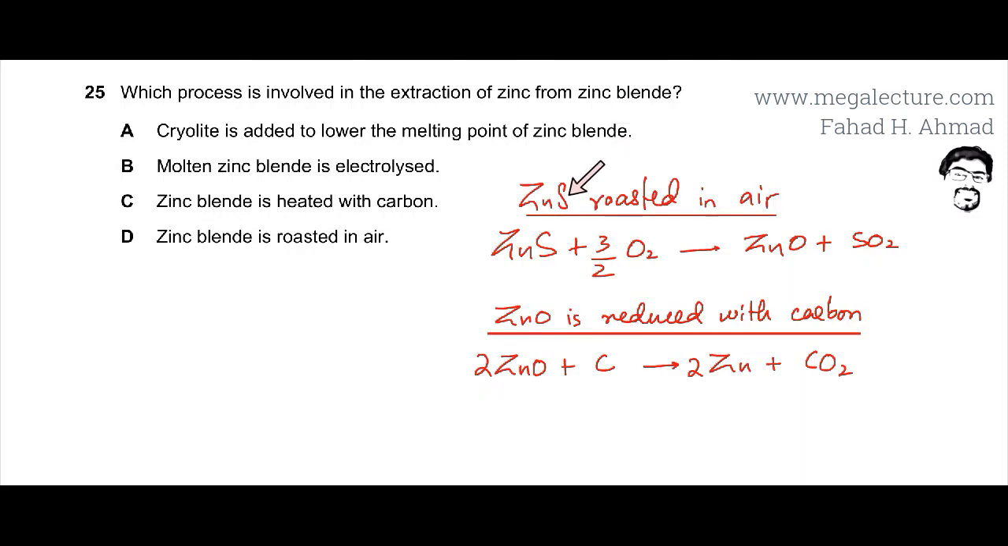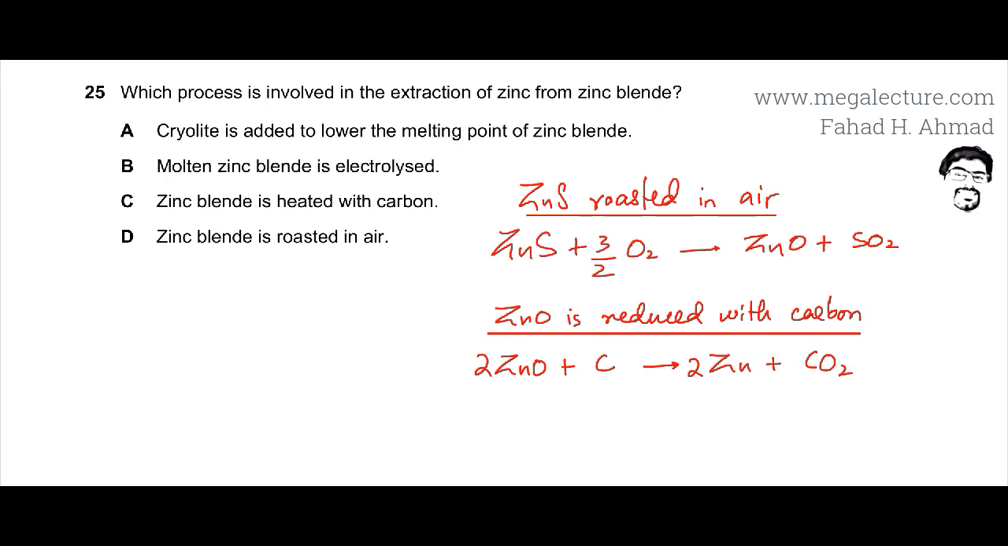The first step is ZnS is roasted in air or burnt in air. So it reacts with oxygen and ends up producing zinc oxide and sulfur dioxide. In the next step, ZnO, that is produced in the previous step, is then reduced with carbon. Carbon being more reactive, it's going to take away all the oxygen from zinc, and zinc metal would be produced and carbon dioxide would be produced. So these are the two steps of the extraction of zinc.